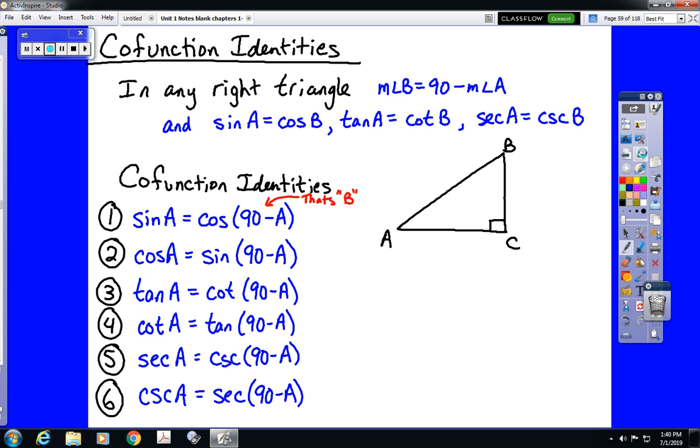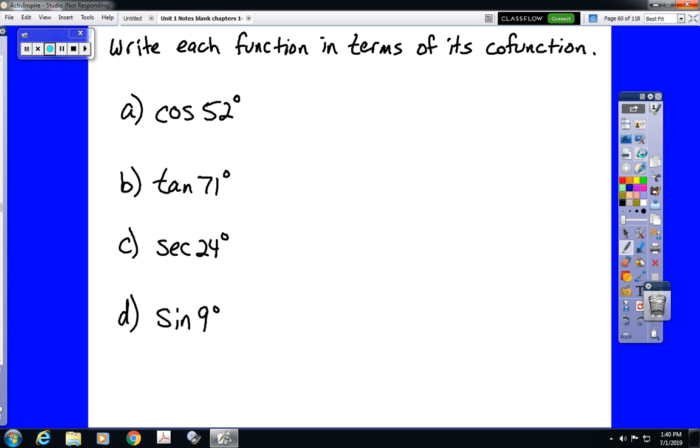Starting off with how to write an angle in terms of its cofunction, or a trig function in terms of its cofunction. So here we have the cosine of 52 degrees. What we do is we think to ourselves, okay, cosine, what is the cofunction with cosine? Well, cosine and sine are related to each other. So if I'm going to write that in terms of its cofunction, that would be the sine of 90 minus 52. The only thing that I can simplify there is 90 minus 52, which gives me the cofunction, the sine of 38 degrees.